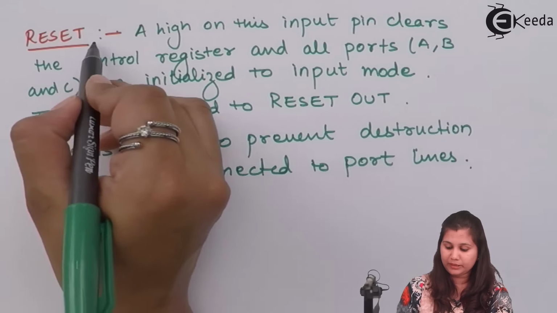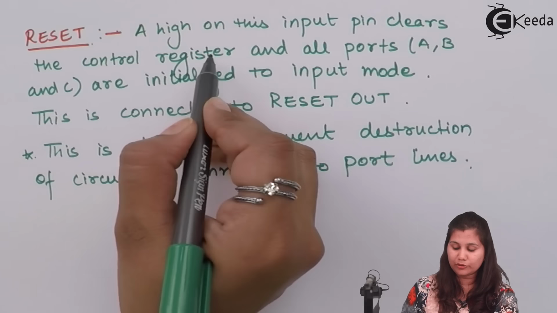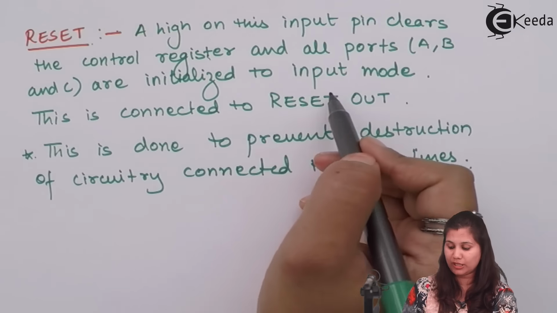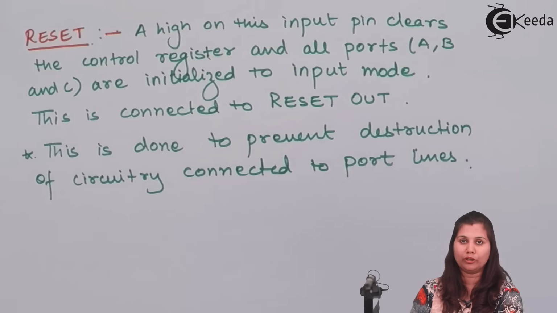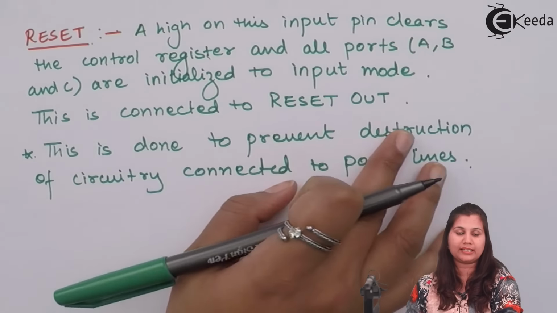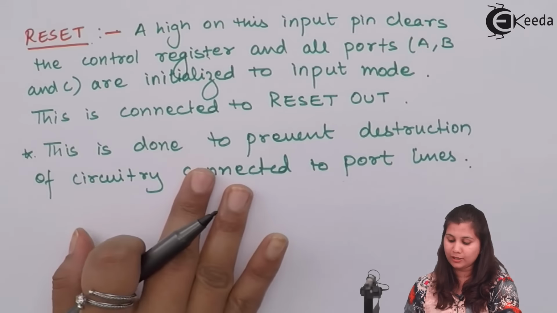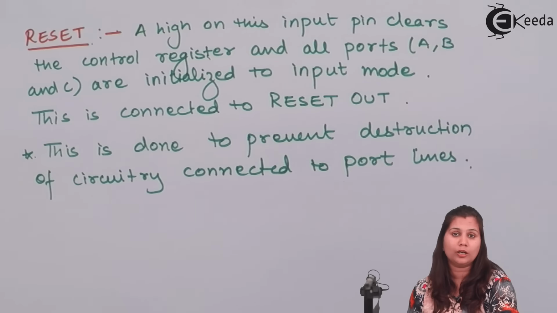So this reset pin, when it is high on this input pin, it will clear the control registers, and all the ports A, B and C are initialized to the input mode. That means they will act as input ports. And this pin is connected to the reset out pin of the microprocessor, and this is done to prevent the destruction of the circuitry which is connected to the port lines.